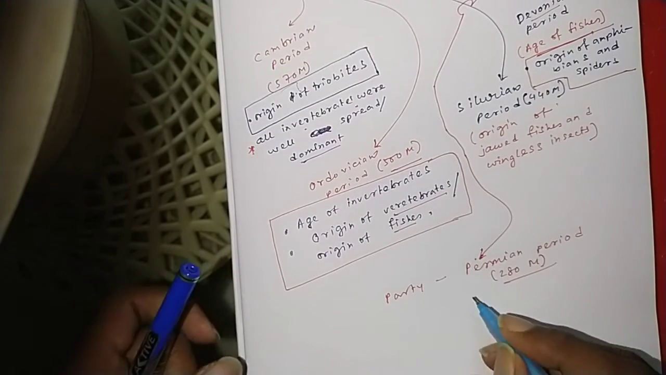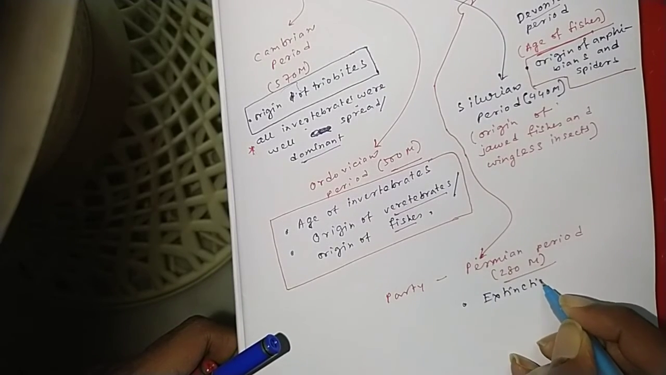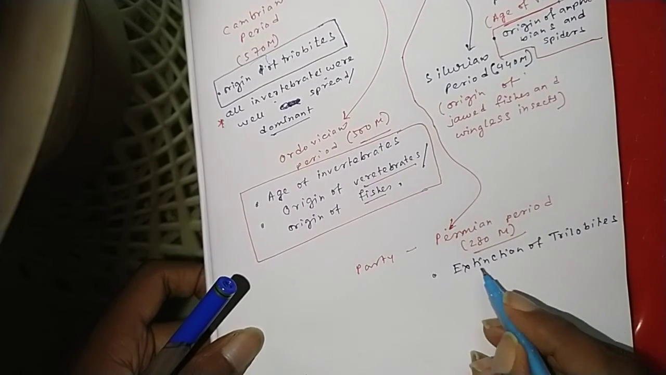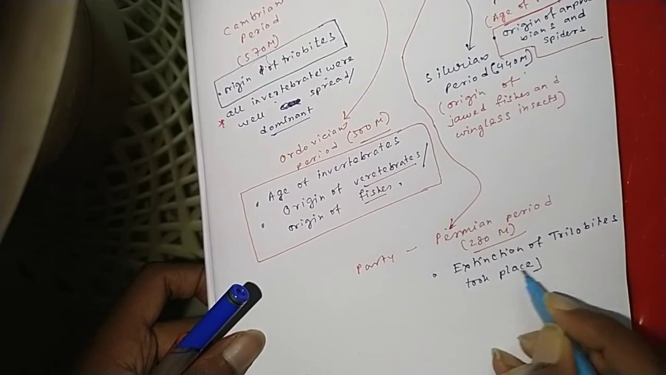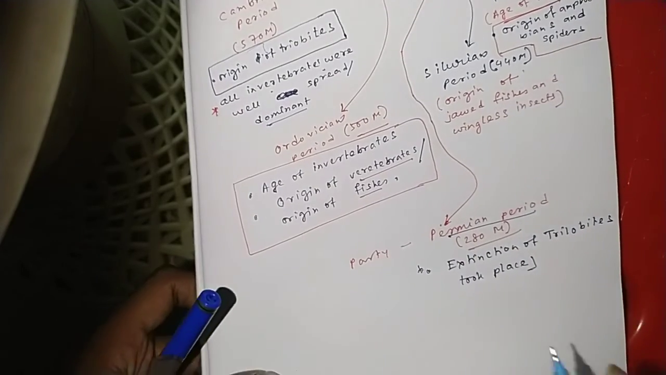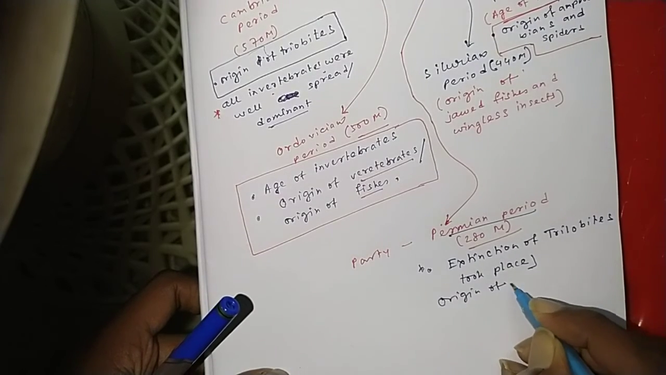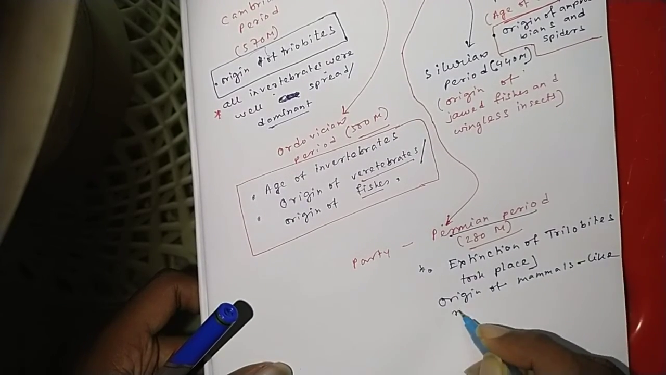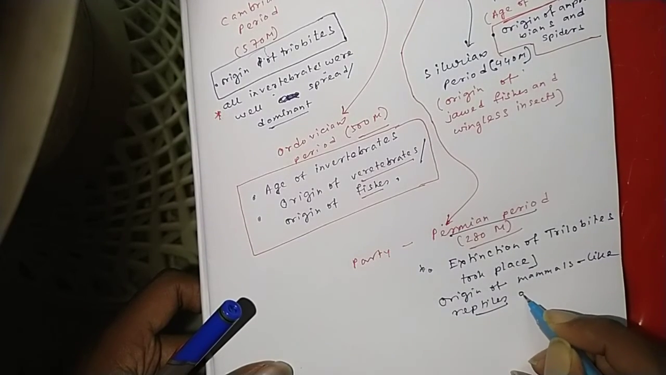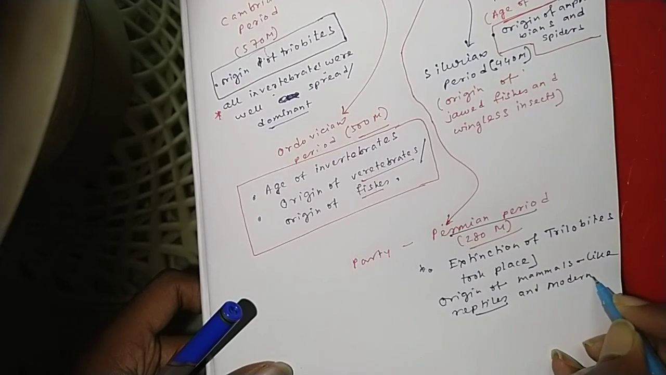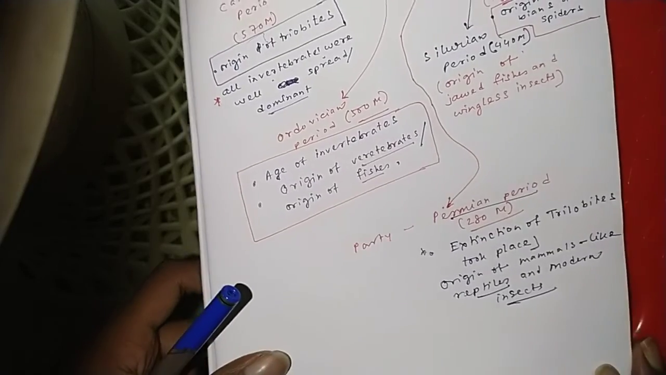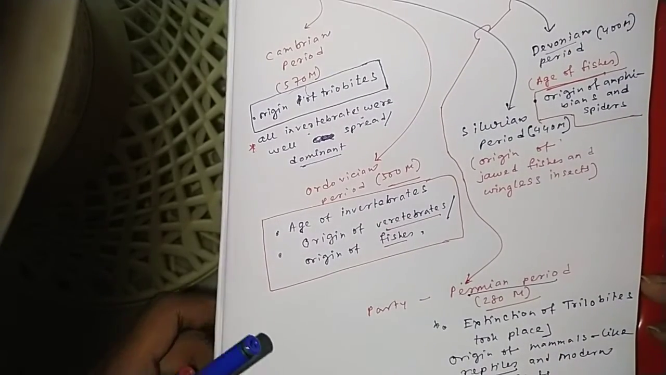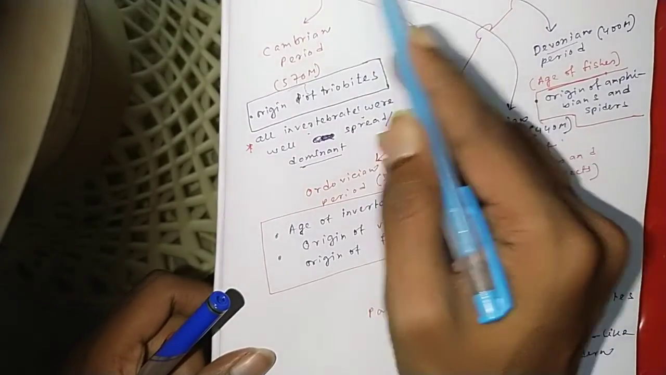Okay, so just remember that extinction of trilobites took place in Permian period, and origin of mammals like reptiles, and modern insects took place in the Permian period. Okay, so that's very important, and every standard book gives this type of information, but I'm just helping you to memorize the periods of the Paleozoic here in the correct sequence.